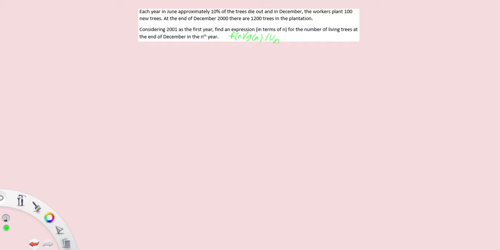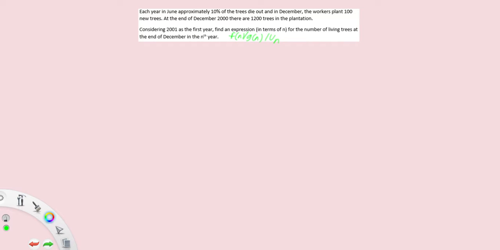Because the question does not want us to find the summation of the number of living trees from, let's say, n equals 1 to n equals 3. That's not what we want. Therefore, we're not looking at a series, but looking at a particular term. Therefore, we can use un. We can also use sn, but we must define it as a particular term, all right?